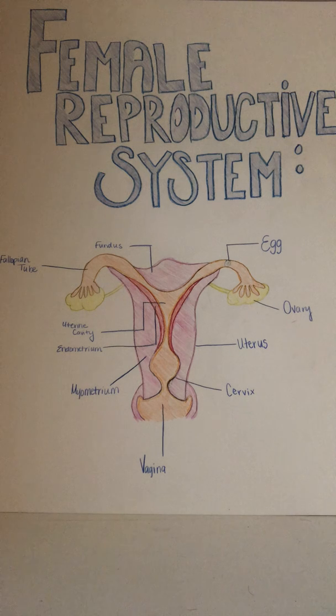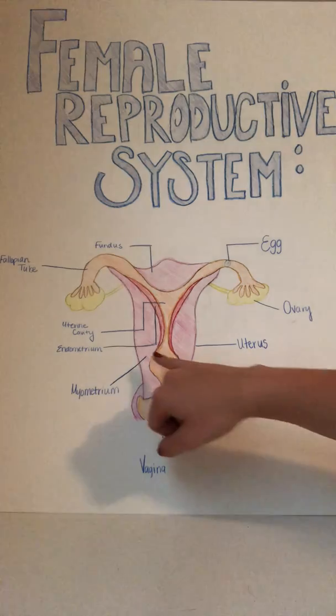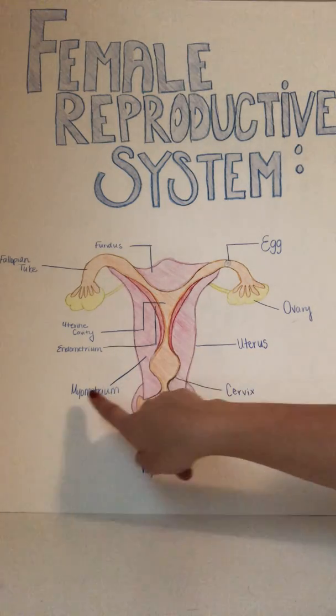Deep to the perimetrium is the myometrium. The myometrium forms the middle layer and contains layers of visceral muscle tissue. Throughout pregnancy, the myometrium allows the uterus to expand and then contract during childbirth. So I have the myometrium labeled right here, as you can see.